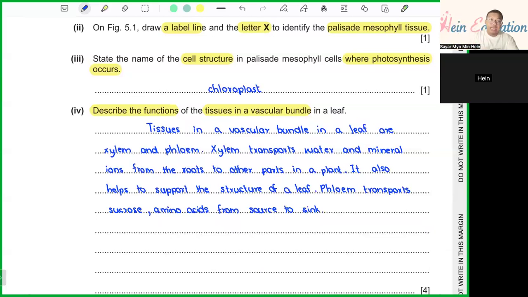So overall, both xylem and phloem in the vascular bundle act as a support system, and xylem carries water and minerals from the roots to all parts of the plant, especially to a leaf, and phloem transports sucrose and amino acids from source to sink.